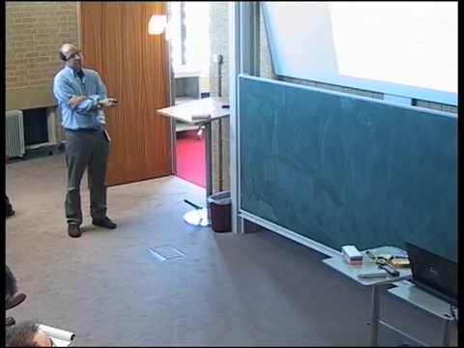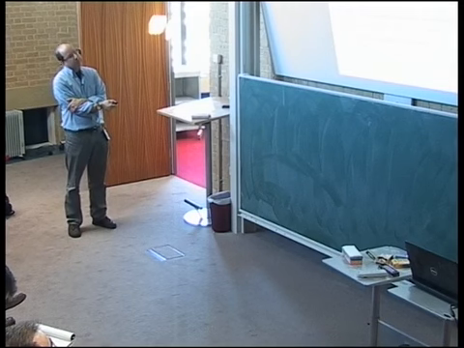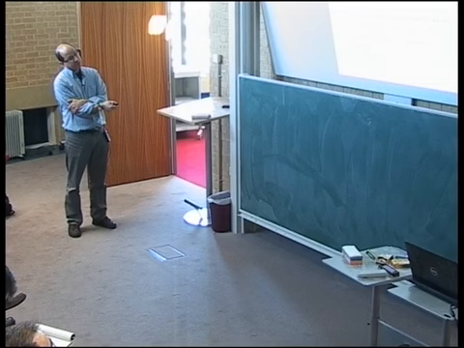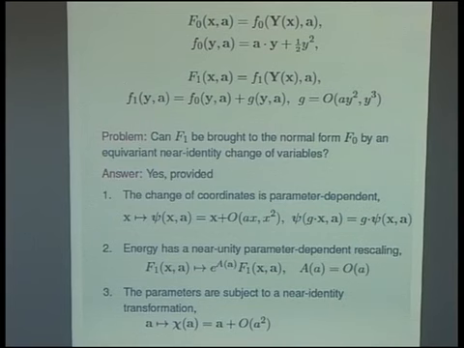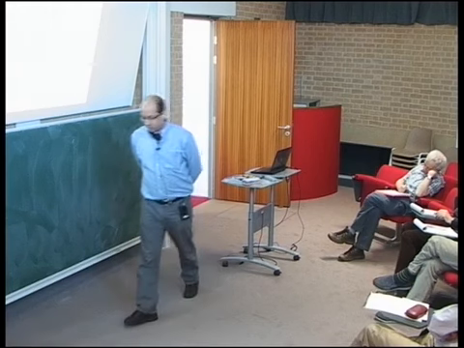So first of all, the change of variables is going to be parameter dependent. So the map psi is going to depend on the parameters a. It's going to be near identity. It should also respect the symmetry. The energy should undergo a near unity rescaling. And I've written the rescaling factor as an exponential just because it's convenient to do it, but the idea is that this factor is something that's close to 1. It's 1 plus corrections of order a. And finally, the parameters themselves have to be transformed. Again, it's a near identity transformation. And so how to find these?